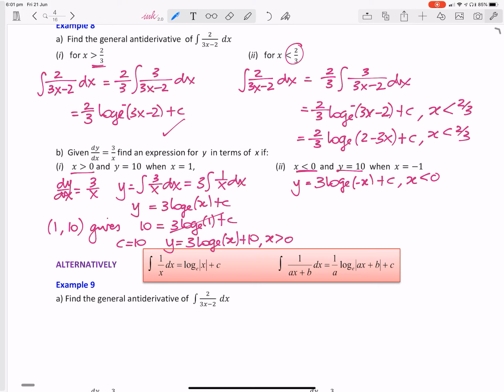So from here, we know that negative 1 goes through 10. So we get 10 equals 3 log e 1 plus c. That's 0, so c equals 10. So our equation is y equals 3 log e negative x plus 10, x is less than 0.